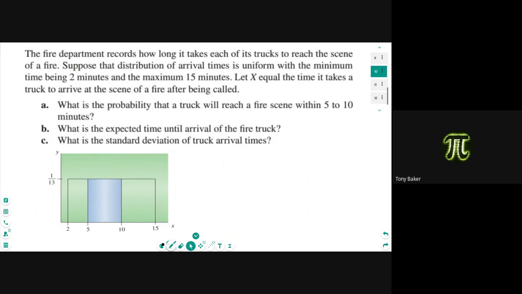How do you find the area of a rectangle? Yes, length times width, or height and width, right? So what's the height? We know it is 1/13, right? So it's 1/13. And what's the width? 10 minus 5 is 5. So the probability that it's between 5 and 10 is 5/13.